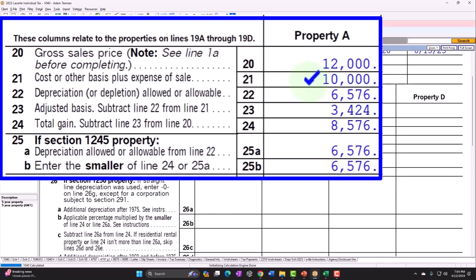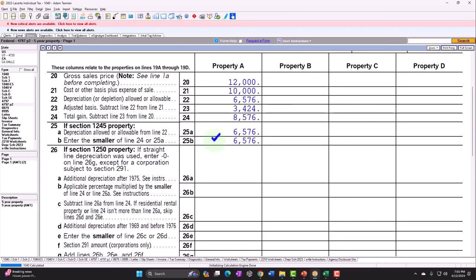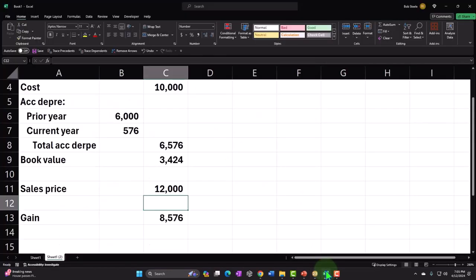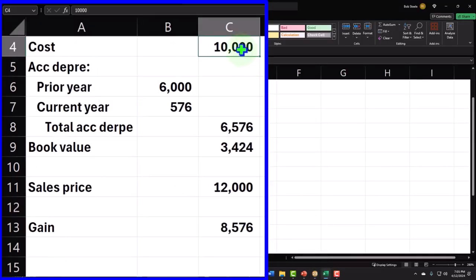Cost or other basis was 10,000. The depreciation, 6,576. Adjusted basis, 3,424. So the gain is now at 8,576. But the 1245 property is at that 6,576. So let me show you that. So if this was our cost, right? So now we still have the book value as it is at that 3,424. We sold it for the $12,000. That gives us a total gain of 8,576.